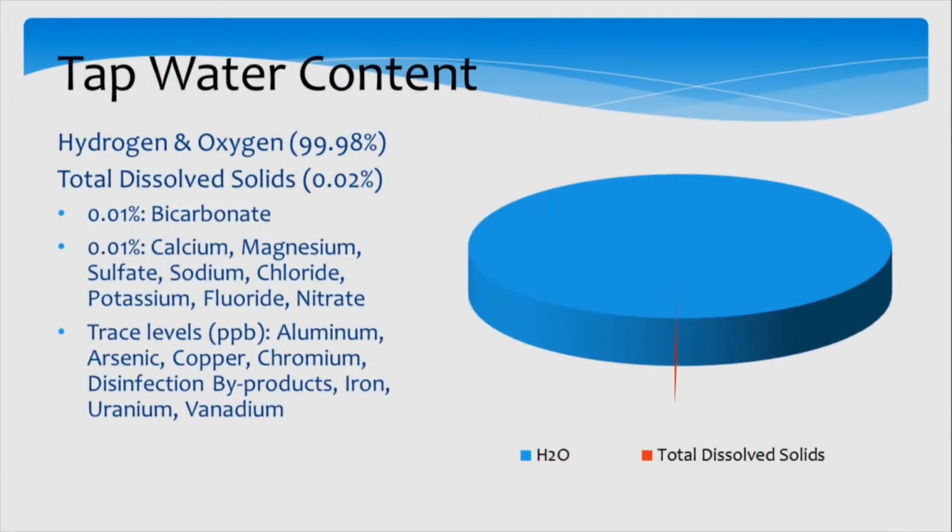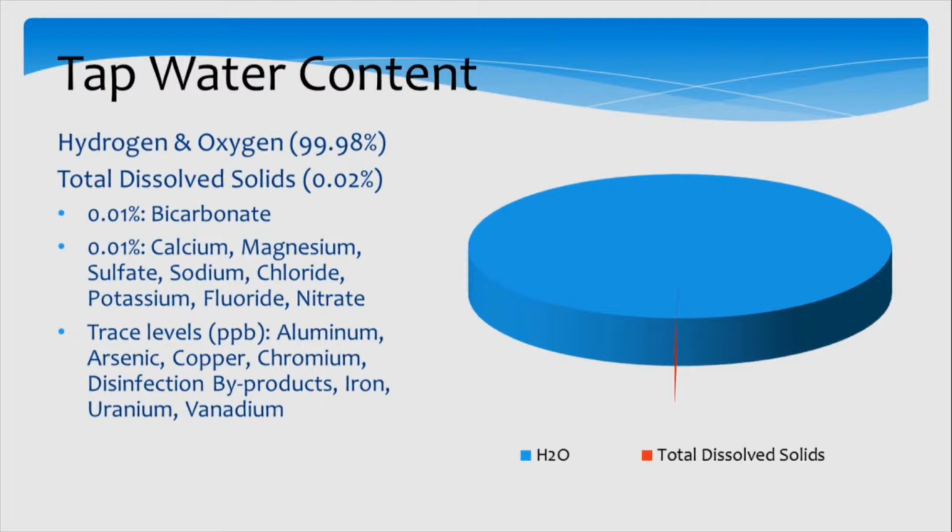So what's in the water? 99.98% hydrogen and oxygen. So probably not a surprise, but it's interesting to look at the numbers. That red sliver there is representative of everything that we find in the water that's not hydrogen and oxygen. It's called total dissolved solids, or salinity. Most of what we find are the salts that dissolve from the minerals into the water.